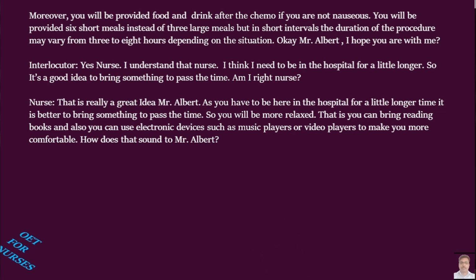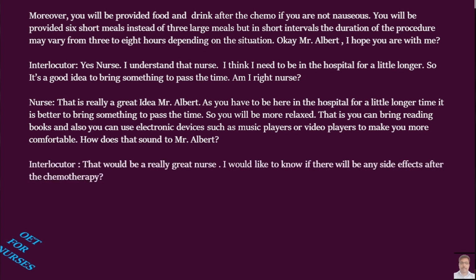That is, you can bring some reading books, and also you can use electronic devices such as music players or video players to make you more comfortable. How does it sound, Mr. Albert? Then the interlocutor may respond saying, that would be really great, nurse. Now, I would like to know if there will be any side effects after the chemotherapy.